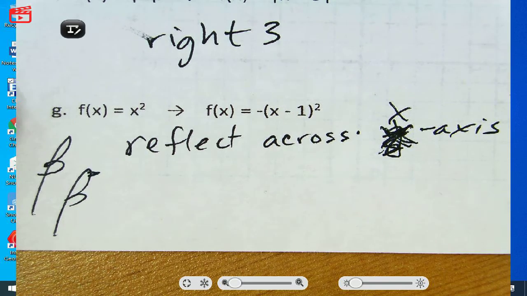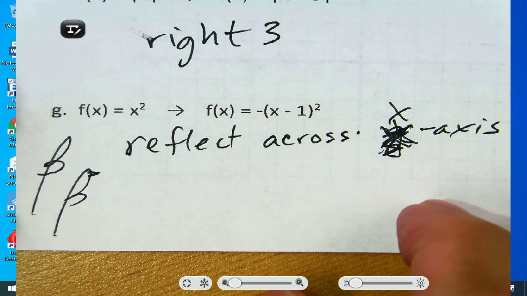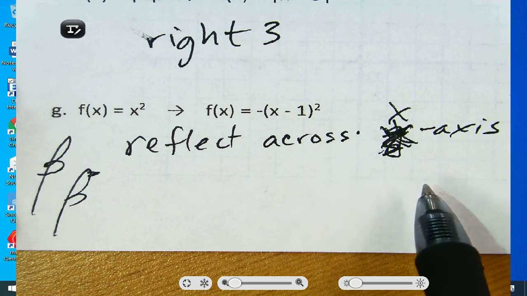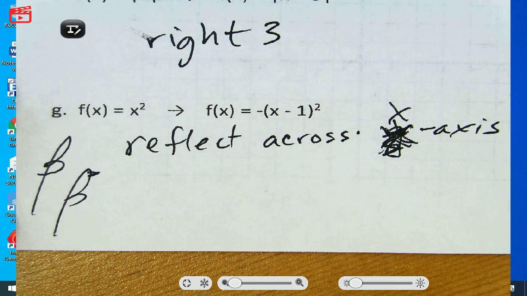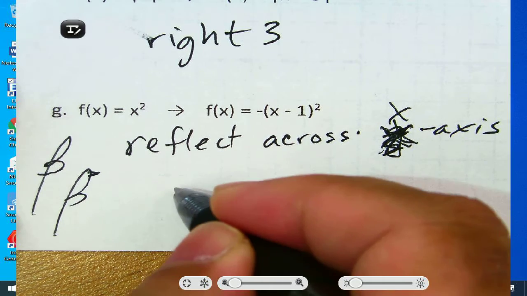Anyways, I'm not done with G. Wait, draw it again. So, which direction does that -1 take it? Right.